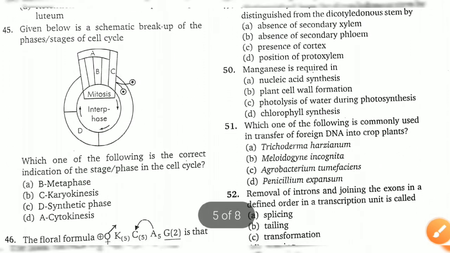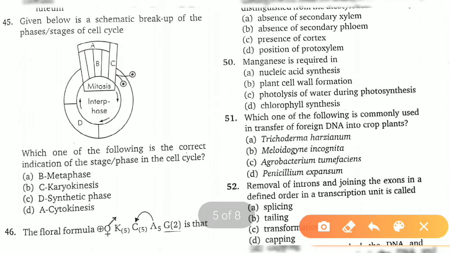Now, 45th question. Given below is a systematic breakup of the phases of the cell cycle. Which one of the following is the correct indication of the stage in the cell cycle? Options are B to metaphase, C to cytogenesis, D for synthetic phase, A to cytokinesis. So the answer is D, synthetic phase.